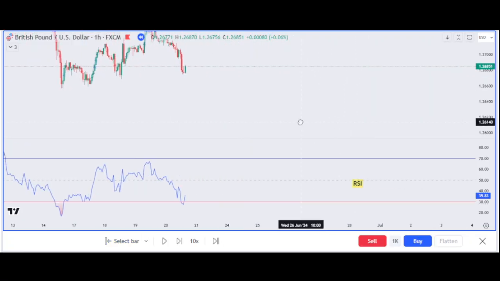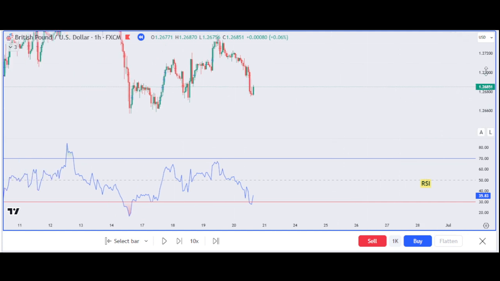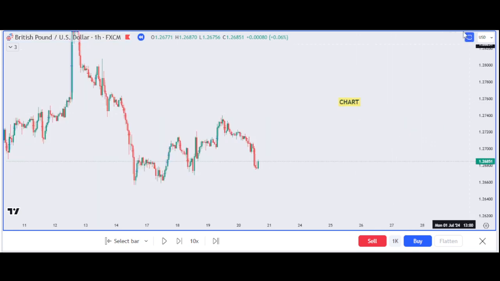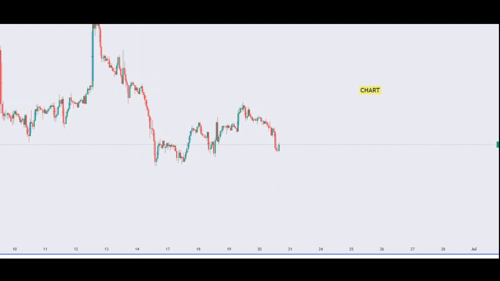Now if you look at the graphical illustration of this market, you will agree with me that the structure of this market is bearish. If you look at it, the swing high from here, then the swing low from here, then we have another swing high. That means the sellers are the ones dominating the market on the chart, right?